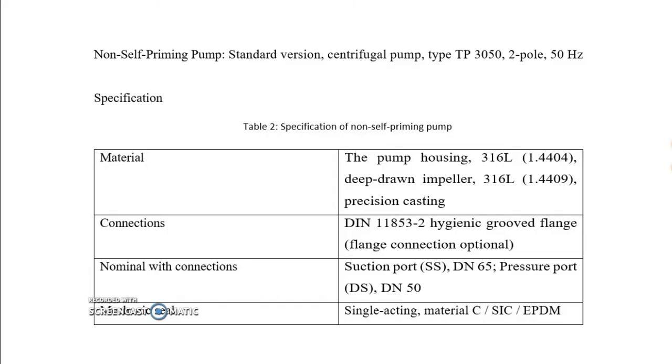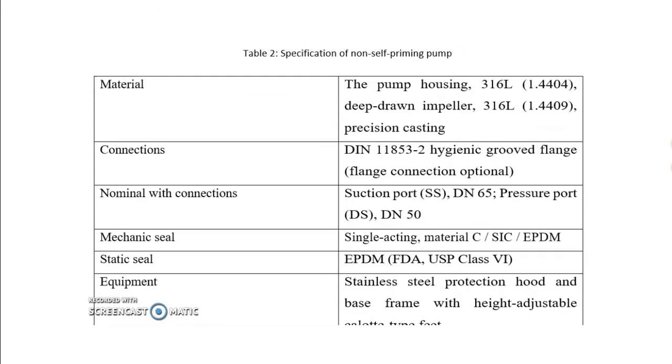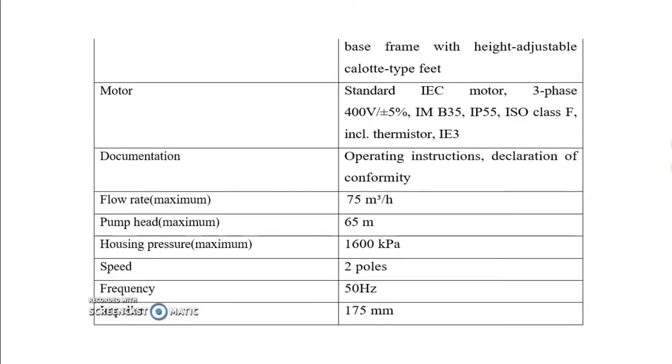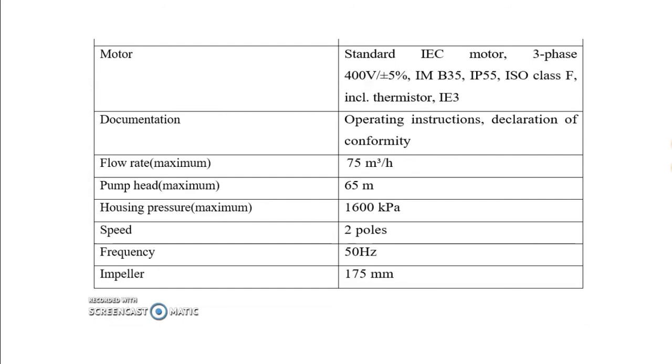For the non-self-priming pump, model standard version centrifugal pump type TP3050 2-pole 50 Hz, here is the list of its specification. The pump housing is 316 liter and made up of stainless steel protection hood and base frame with high adjustable Calute type feed. This pump uses a 3-phase 400 volt standard IEC motor with a maximum flow rate of 75 m3 per hour, maximum pump head of 65 meter, maximum housing pressure of 1600 kPa and 175 mm of impeller diameter.